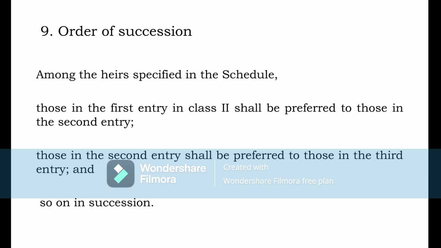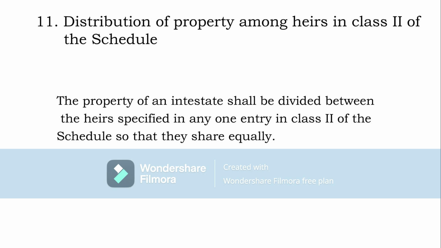Distribution of property. How the property will be distributed, Section 11 says. The property of the intestate shall be divided between the heirs specified in any one entry in class 2 of the schedule. So they take equally and simultaneously. For example, in entry 1, father is the only heir, so the problem doesn't arise. The father will take the whole property.